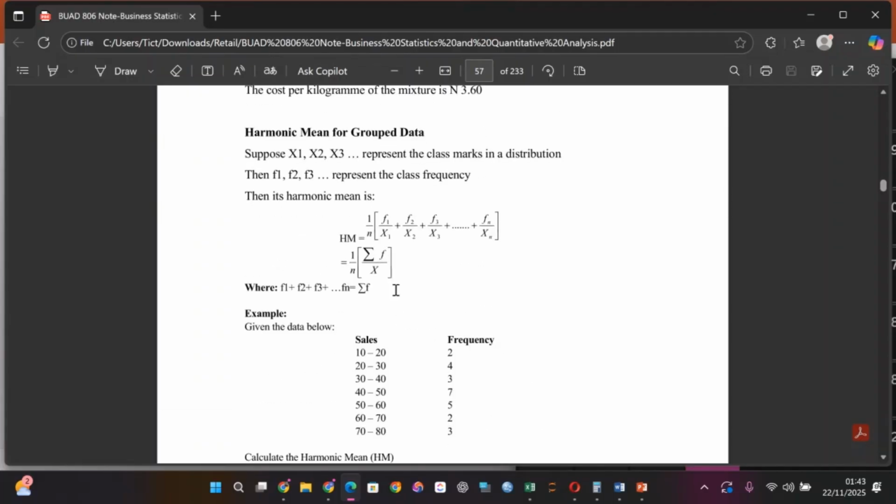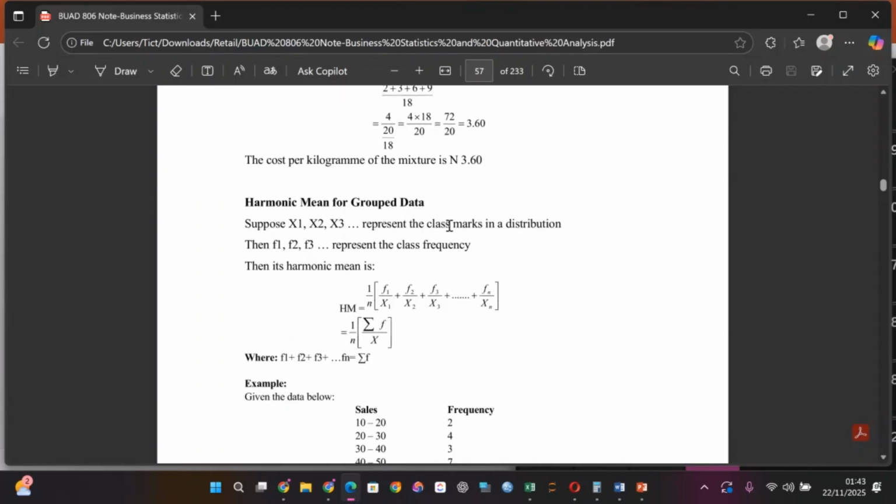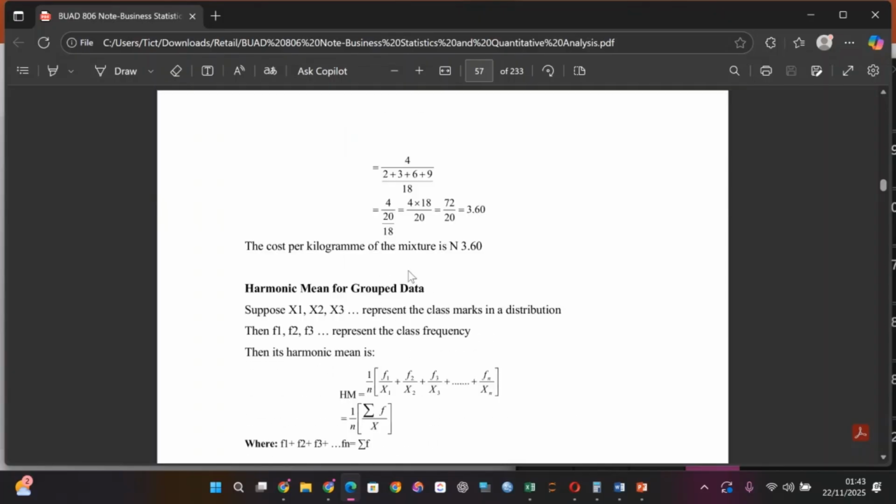So there's another formula for this guy. Understand? There's another formula for harmonic mean when the data is grouped. Remember, we have grouped and ungrouped data. When the data is grouped, it is different from when the data is not grouped.